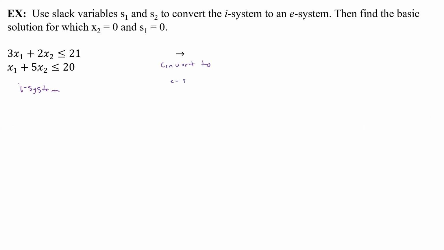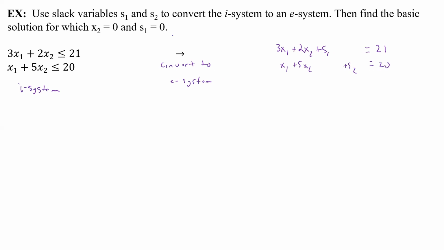to an E system. So if we're going to convert to an E system, we have to add an s1 to the first inequality to make it an equality. So we'll have 3x1 plus 2x2 plus s1, and then we have equals 21. Then we have x1 plus 5x2. Now we have plus s2, and that equals 20.